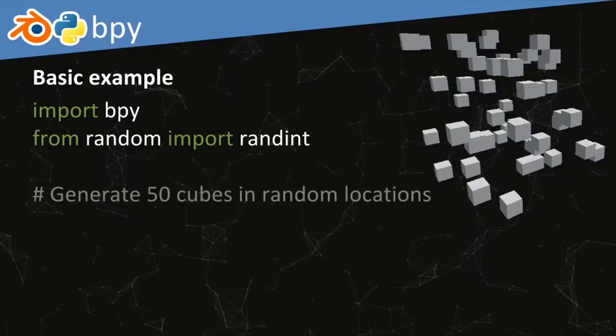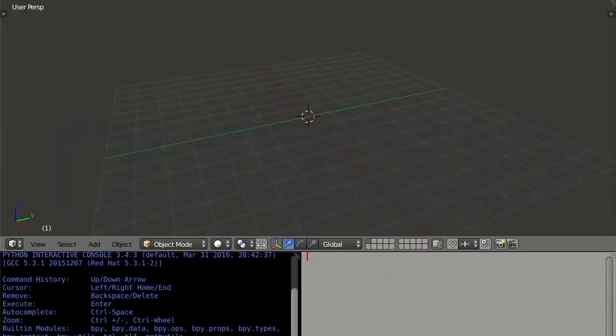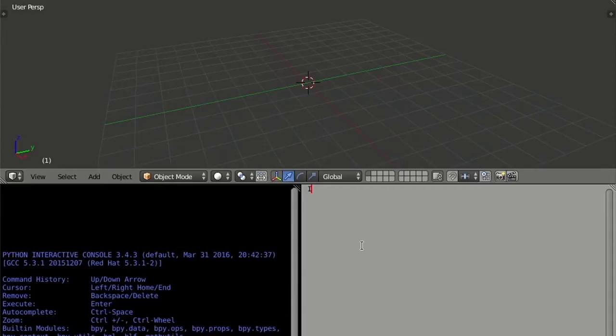Then we want to generate just 50 cubes in random locations. Of course, we're going to iterate over 50 instances with a range function, and then we're calling an operator. So here I'm going to just jump into Blender, and I want to show you how it works here within Blender. So I'm just going to really quick copy the same commands.